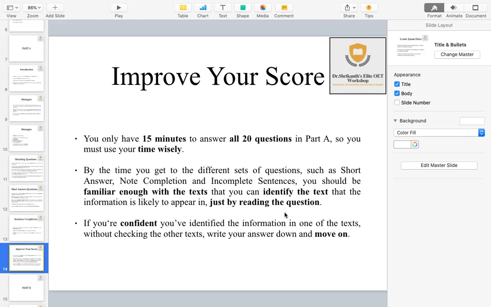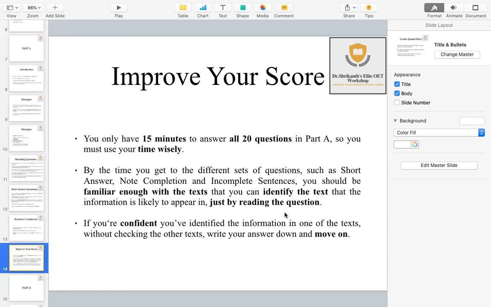This is something that I have already discussed with you. As soon as you get the matching type questions, you have to scan the questions, scan all the four texts, get familiarized with them, and then when you're moving on to the next few sections of the test, such as short answer type questions, you really have to understand the concept. Don't just blankly keep on reading and expecting the reading text to be quite easy for you. Understand the concept of it.